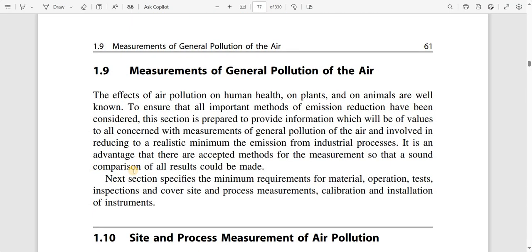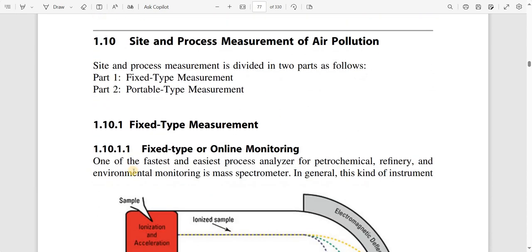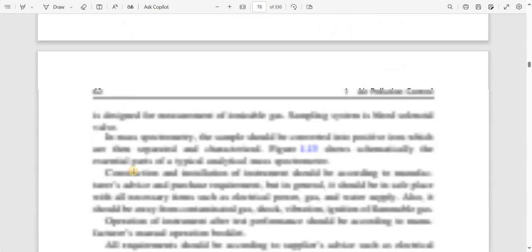Measurement of general pollution of air, site, process measurement. I think this is important now.